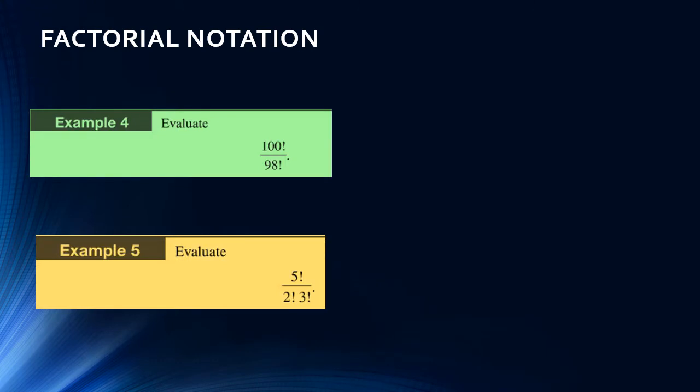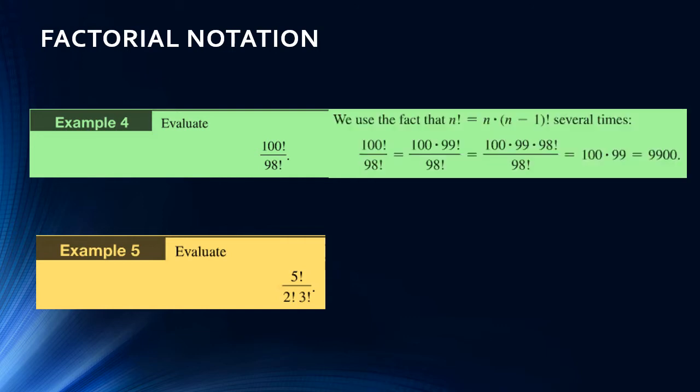If we tried to solve this first problem by writing all of the multiples out, 100 times 99 times 98 all the way down to 1, divided by 98 times 97, 96, 95, etc., all the way down to 1, that would take up a lot of paper. But using what we just learned about the factorial, we know that 100 factorial equals 100 times 99 factorial. 99 factorial equals 99 times 98 factorial. And now we can see that the 98 factorials cancel, leaving us just with 100 times 99.